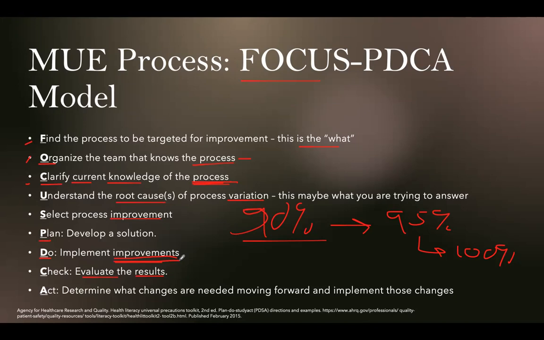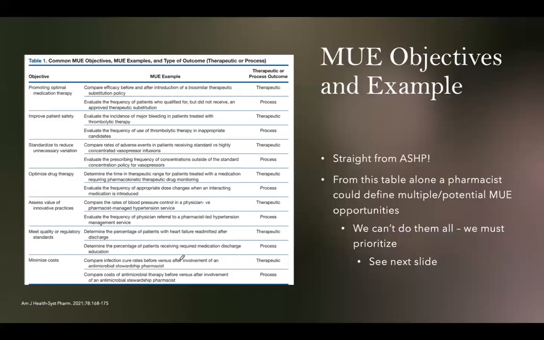You've got to determine what changes are needed moving forward. And how are you going to implement those changes? And this can take time. This isn't a process that happens overnight. You're looking at sometimes months to even years. So this is straight from ASHP, but these are some MUE objectives and examples of what you can do.